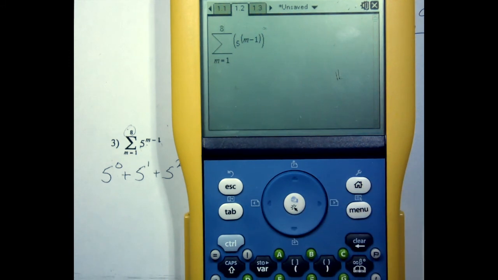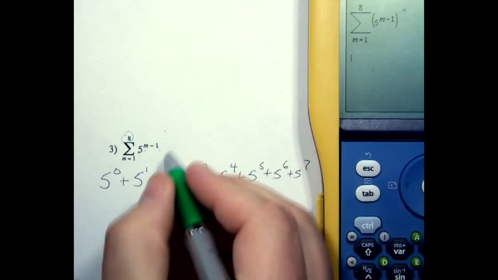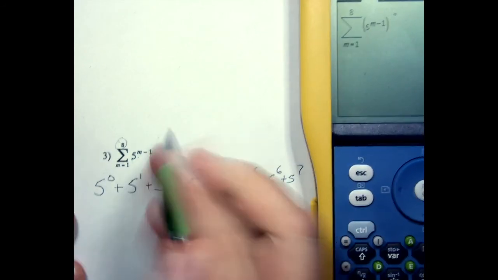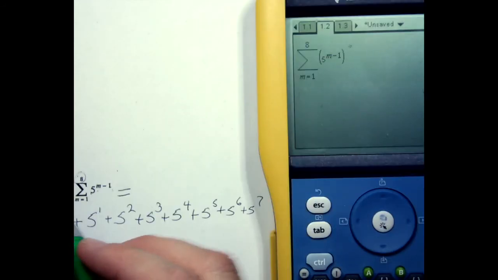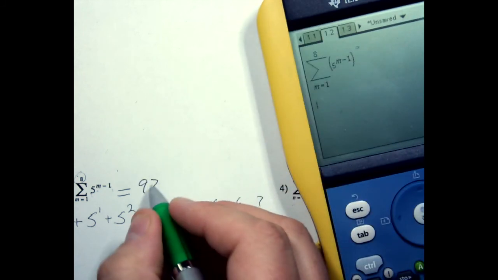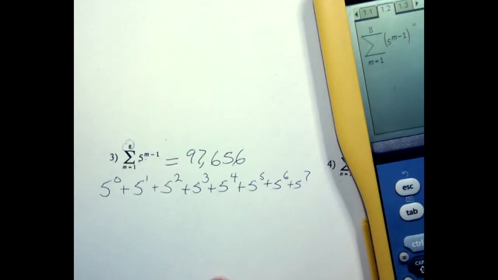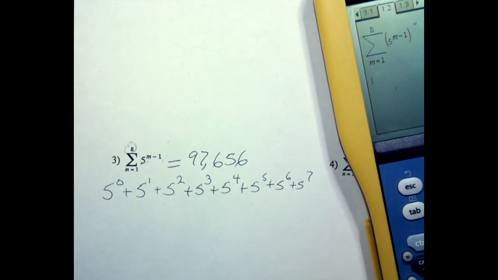Okay, here we go. So if I add it all up, it's 97,656. Does that make sense? Yes. Okay. So this whole thing is equal to 97,656. Does that make sense? All right.